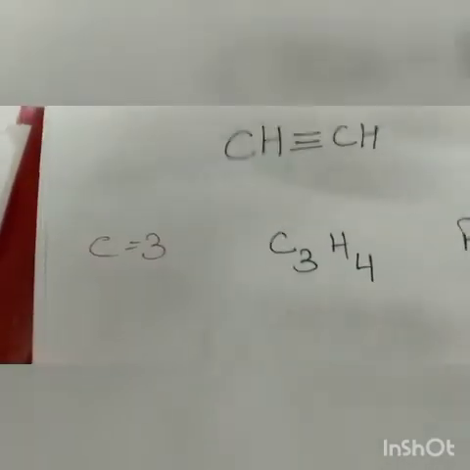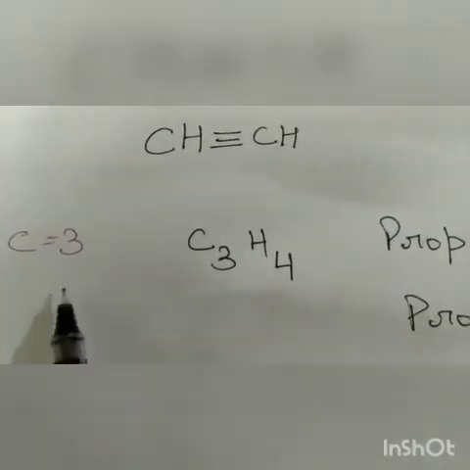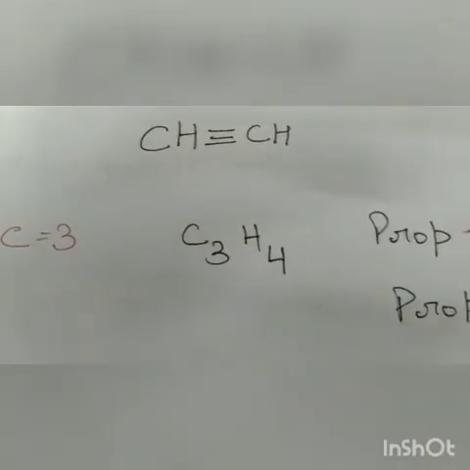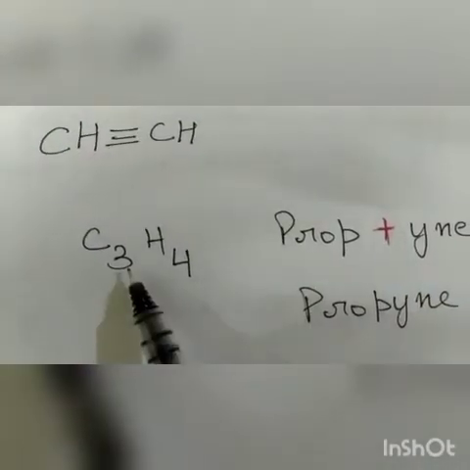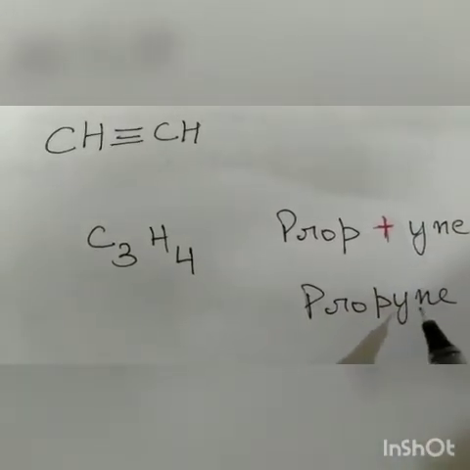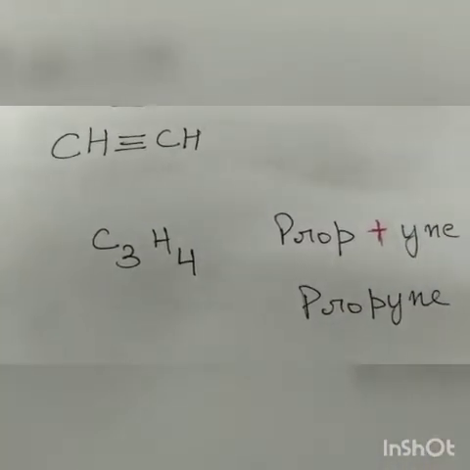Okay, now you take one another case. If the carbon atom is 3, the formula of alkyne will be C3H4, and what will be the name? Prop, because carbon atoms are 3, and ine, because it is a triple bond. So the name will be propyne.